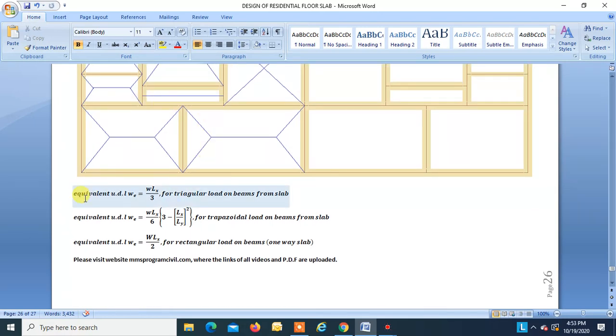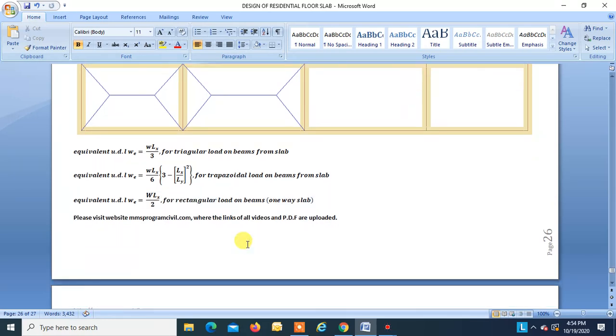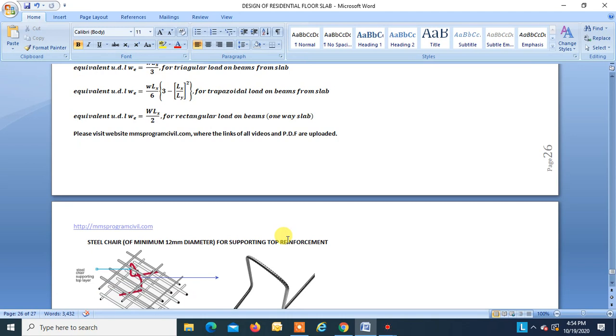So these are some formulas. Equivalent UDL WE when the load is triangular. Equivalent UDL WE when the load is trapezoidal. Equivalent UDL WE when the load is rectangular on the beam. Okay. So please visit website mmsprogramcivil.com where all these videos and PDF of this have been uploaded, so you can study at your ease. Okay.